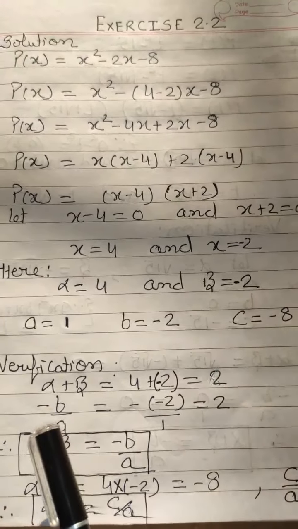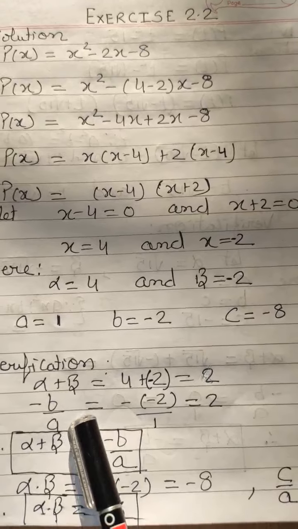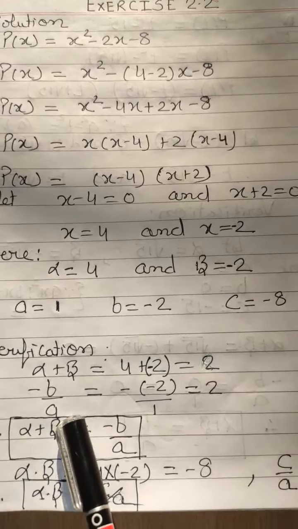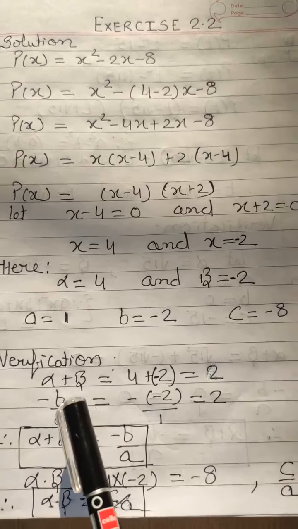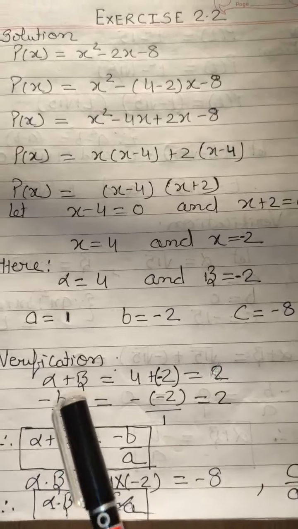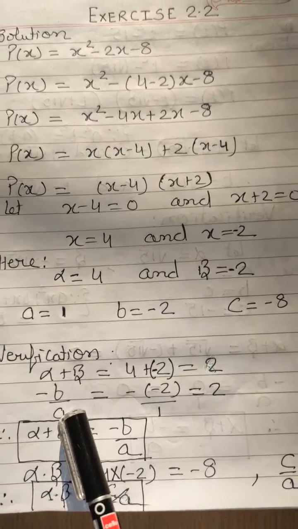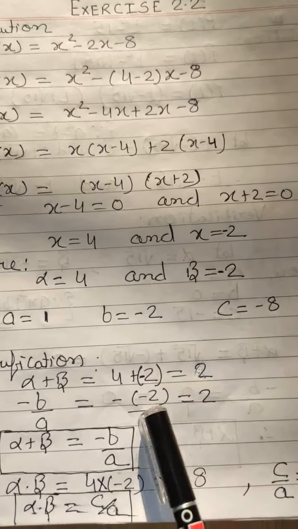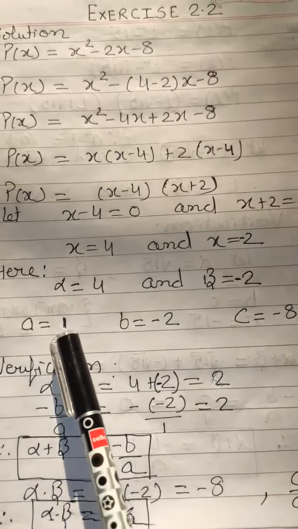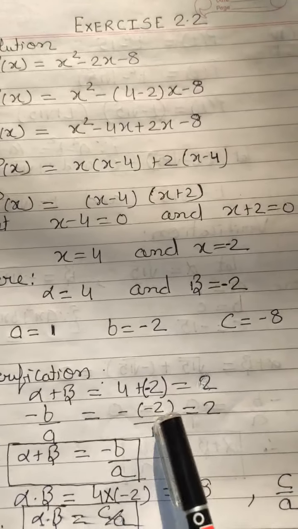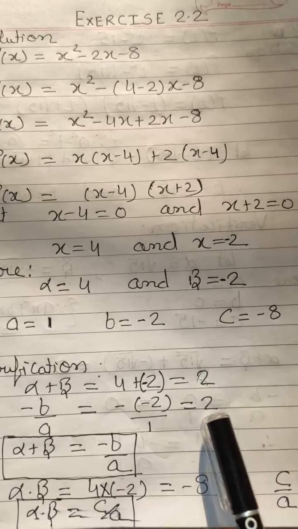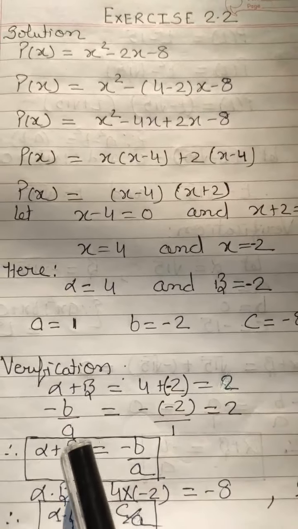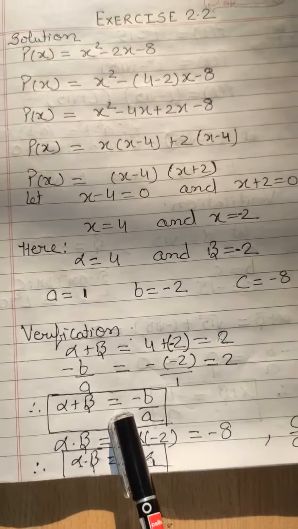2. Then alpha plus beta is equal to minus b upon a. This we have to verify. So now we will calculate the value of minus b upon a. You can also say minus coefficient of x upon coefficient of x square. Then it is equal to, substituting the value of b, -(-2). What is the value of a? 1. Simplify it, so what are you getting? 2. So on both sides we get the same result. So what is the conclusion? Alpha plus beta is equal to minus b upon a.